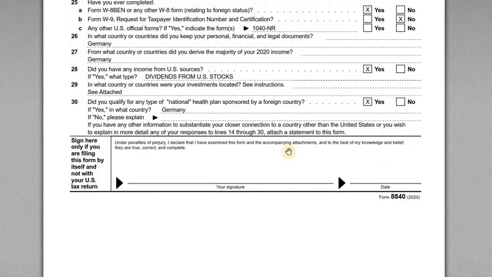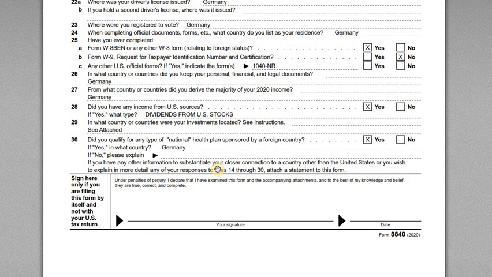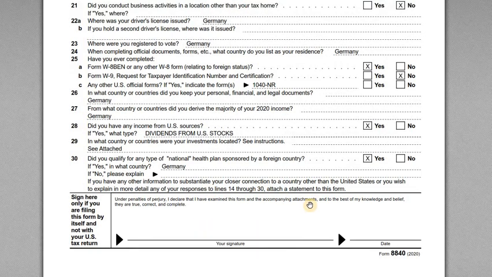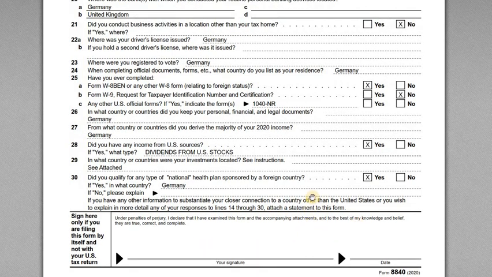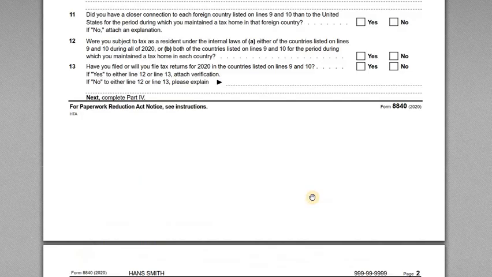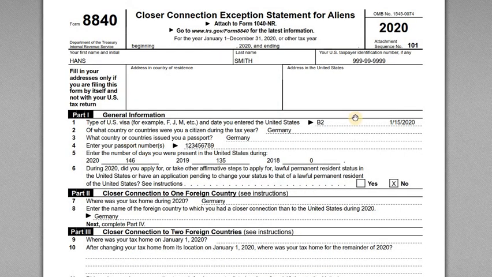So once everything's completed, he would sign this, date it. Again, it says here, very clearly, sign it only if you're filing this separately and you're not doing a U.S. tax return. In this case, Hans is going to file a 1040-NR under his ITIN for 2020, and he's just going to attach this as part of the return, so he doesn't have to sign and date this form specifically. But if you are going to file this separately, you're going to have to input the information up here for your address, and then you are going to sign and date at the bottom.